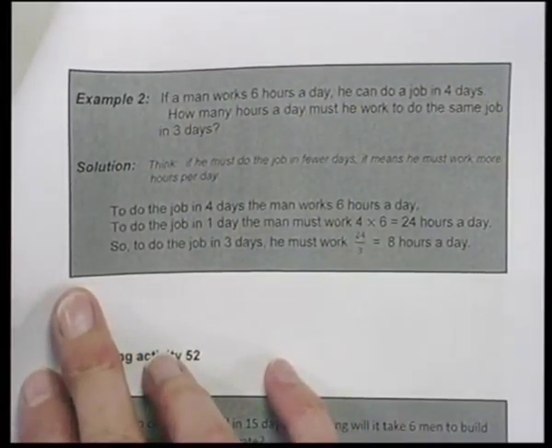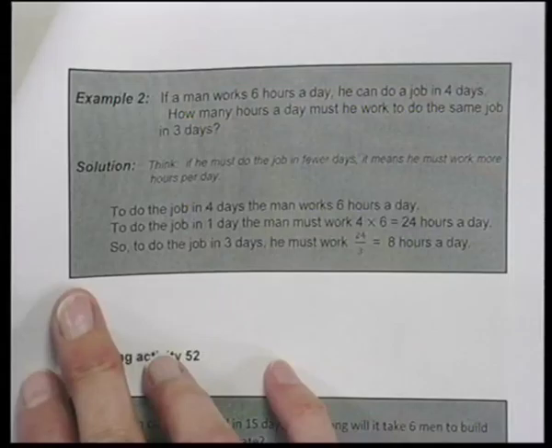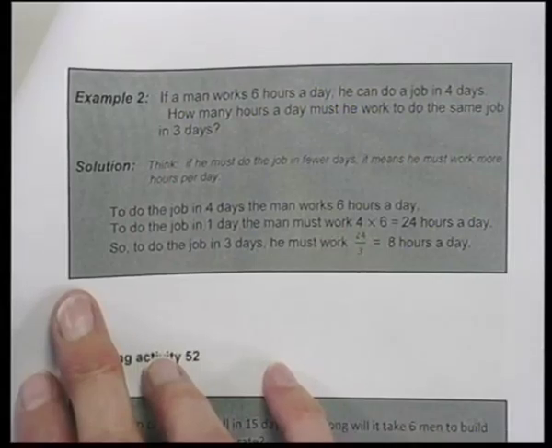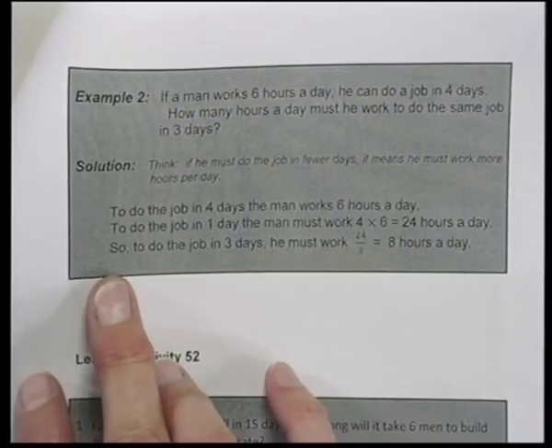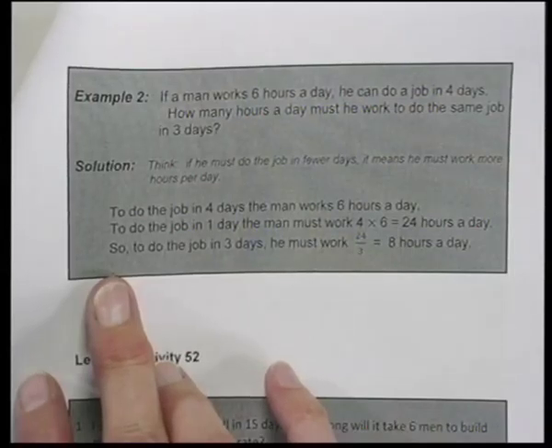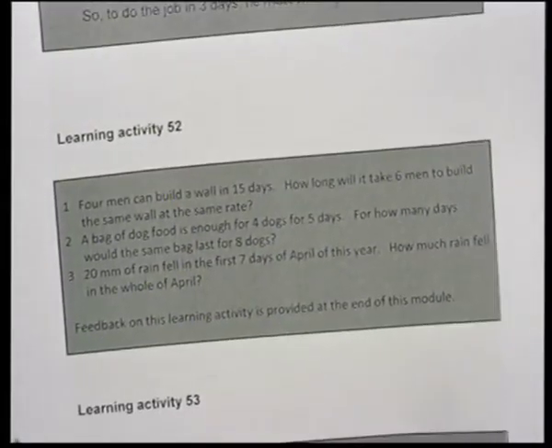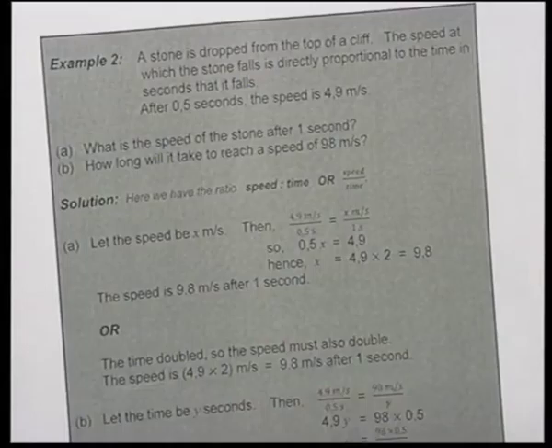Example 2, if a man works 6 hours a day, he can do a job in 4 days. How many hours a day must he work to do the same job in only 3 days? Think if he must do the job in fewer days, only 3 days instead of 4 days, it means he must work more hours per day. To do the job in 4 days, he works 6 hours. To do the job in 1 day, the man must work 4 times 6 hours a day. So to do the job in 3 days, he must work 24 divided by 3. He must work 8 hours per day. Right, there are some activities then and examples of this.